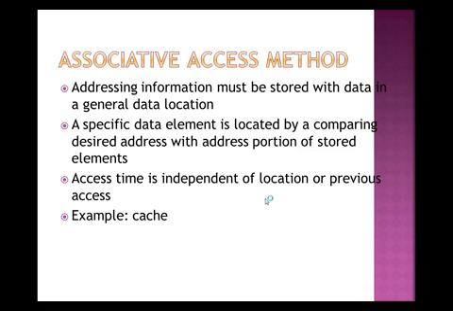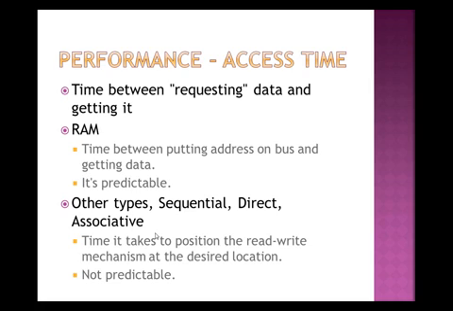Then the next one is associative. That is, if one memory is associative with another memory, by which we can access the data, that is known as the associative access method. Addressing information must be stored with the data in a general data location. The best example is your cache memory. As I told you, cache memory lies between the CPU and the main memory. So if the data is available in the cache memory itself, there is no need for the CPU to go to the main memory. Simply the CPU fetches the data from the cache memory, performs the operation and then displays the output.